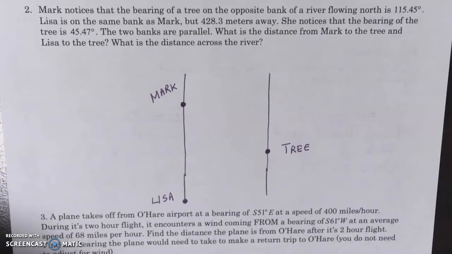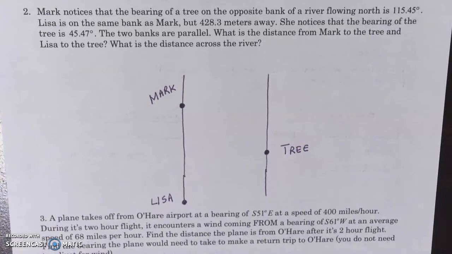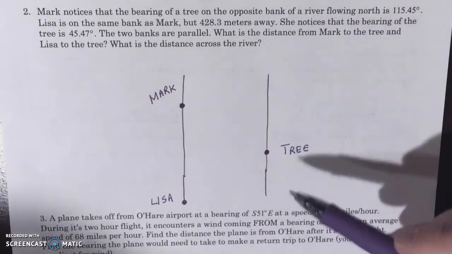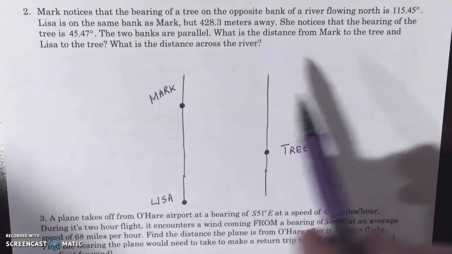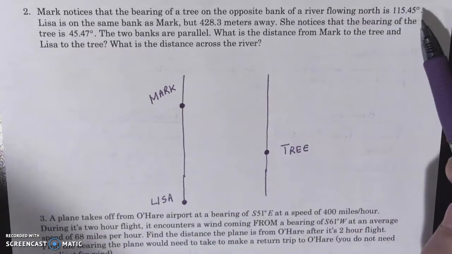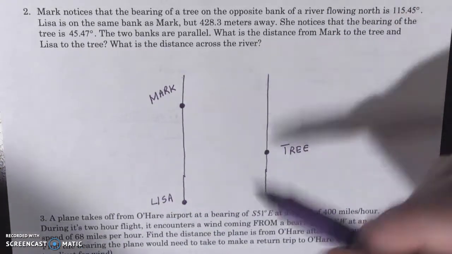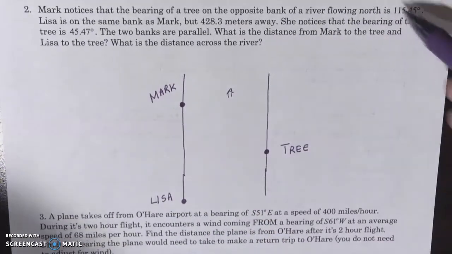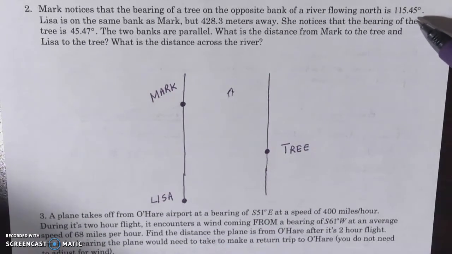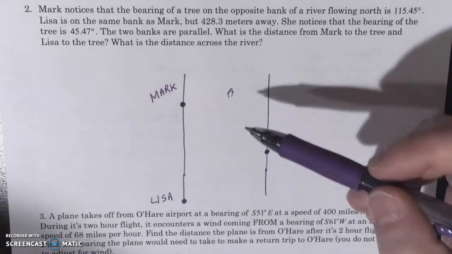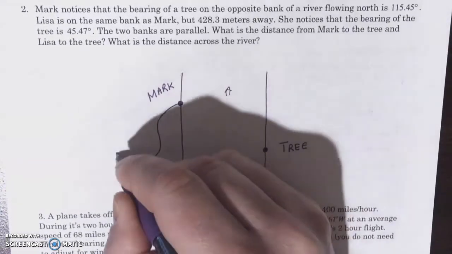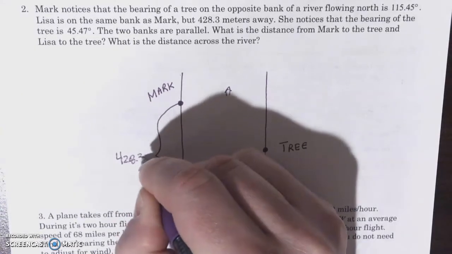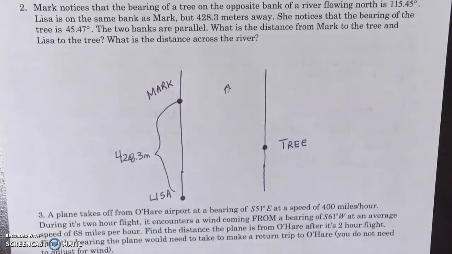So I flipped to the back of the page in this example, and I took the liberty of drawing a diagram of what's going on here without really labeling anything. Okay? So we read, Mark notices that the bearing of a tree on the opposite bank of a river flowing north, here's the river flowing north, is 115.45 degrees. Lisa is on the same bank as Mark, but 428.3 meters away. She notices that the bearing of the tree is 45.47.